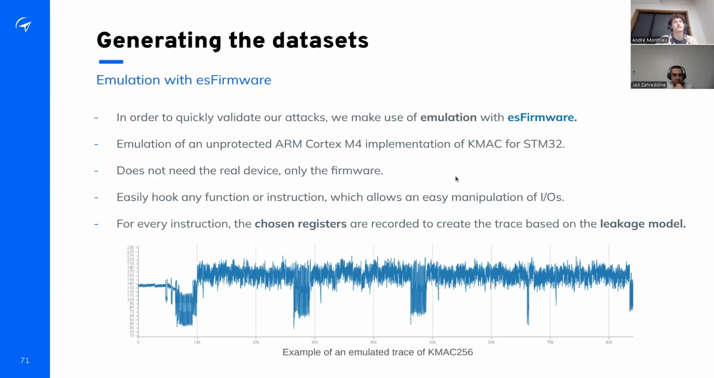And the generation is really straightforward, as we can hook any function or instruction and easily manipulate all of the inputs and outputs. Concretely, to generate the trace, for every instruction, the chosen registers are recorded to create the trace based on a chosen leakage model. What we chose here is all of the main registers, and the leakage model was the sum of the Hamming weights. As you can see here, you have an example of an emulated trace of KMAC 256. For every sample, there is one instruction.